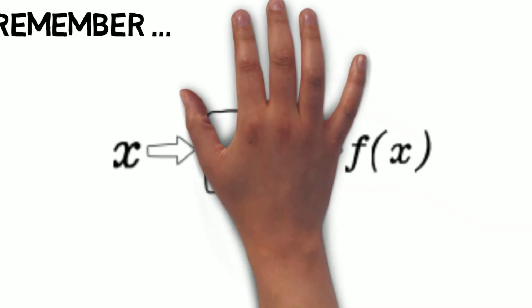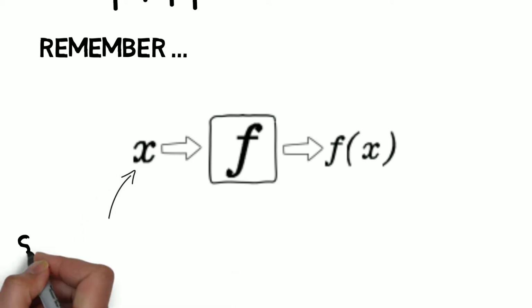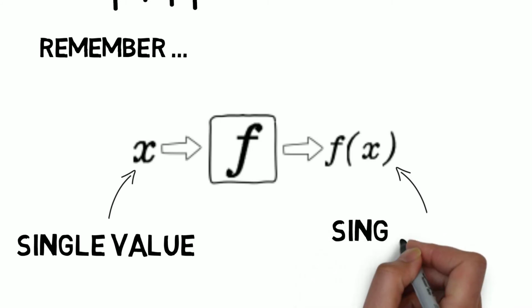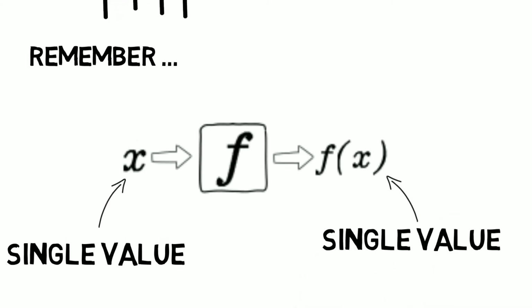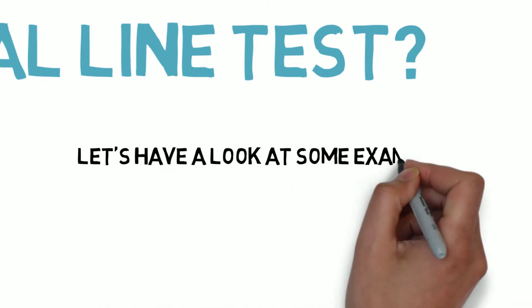Remember, with a function you are supposed to only get a single output for every input, which means for every x, you're only supposed to have one f(x), and essentially one y for every x. So based on what we know, let's have a look at some examples.